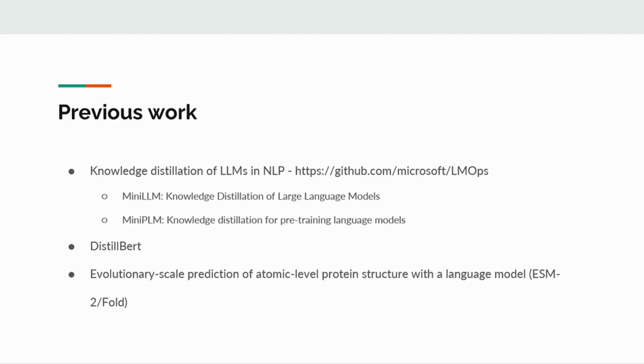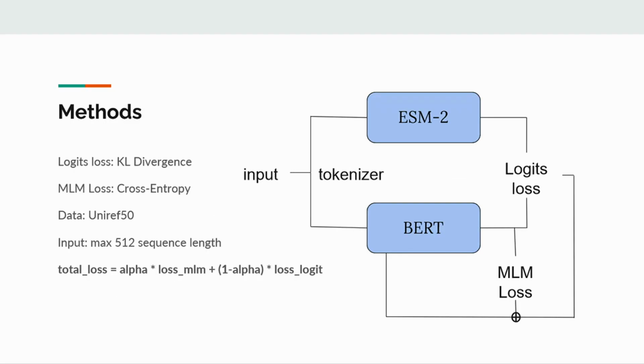Also there's early work on DistilBERT, which cut the size of BERT from 110 million to about 59 or 57 million, with faster inference speed but with 97% of the original performance of BERT. Here we're trying to distill knowledge from ESM2 into a BERT, which is just 110 million parameters.